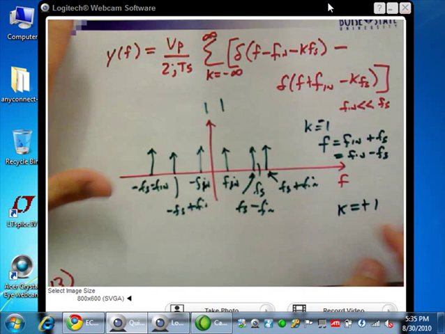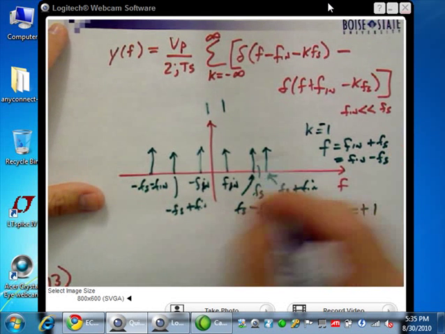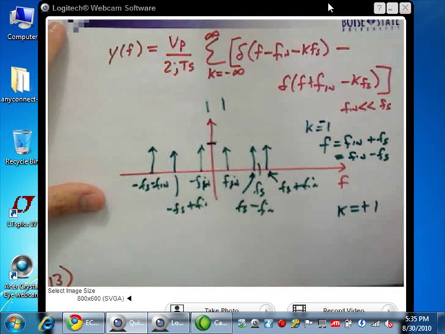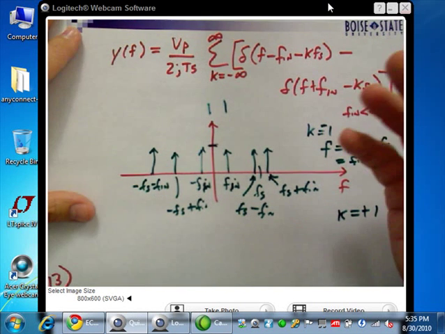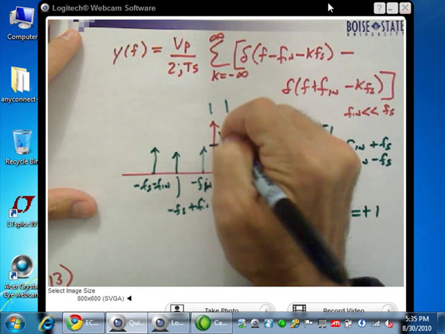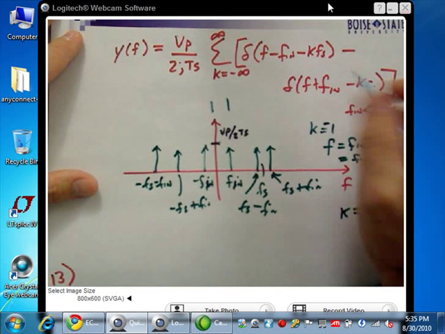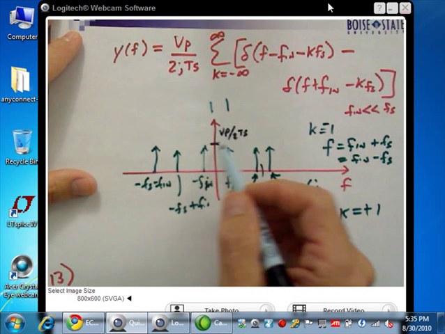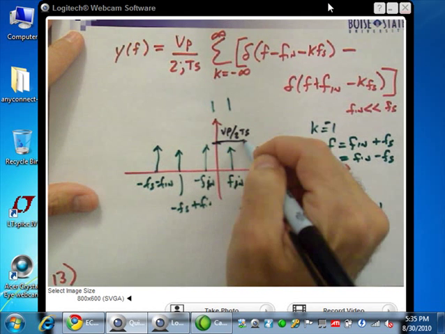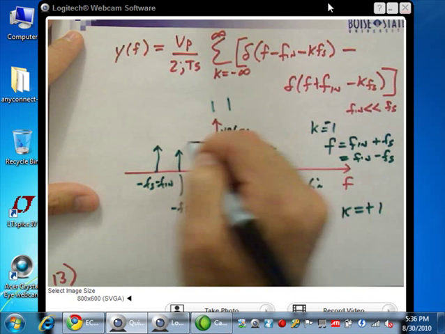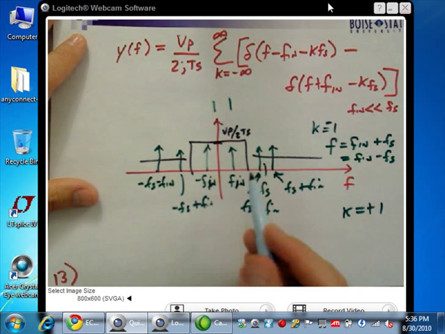If I want to recover the original signal, I have to pass it through a filter. Before we go any further, what's the weighted amplitude here? We know it's VP over 2TS, right? So if I want to get the exact signal replica out, I need to pass the spectrum through a low-pass filter and remove all of this other stuff, so I'm left with my original spectrum. Does everybody agree with that?